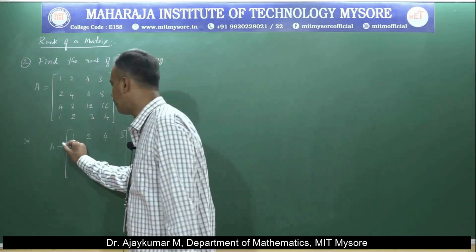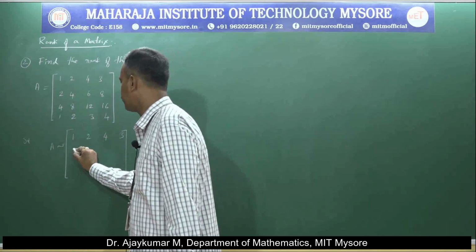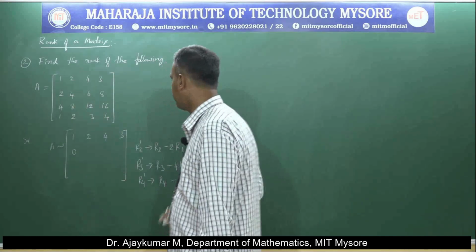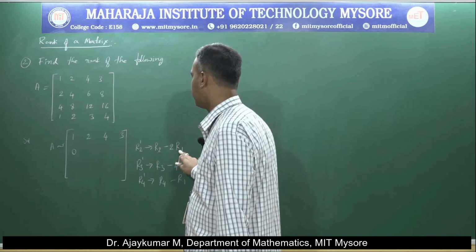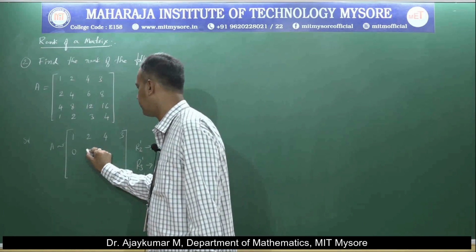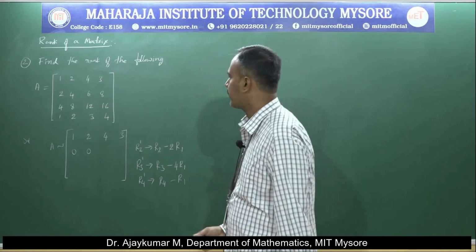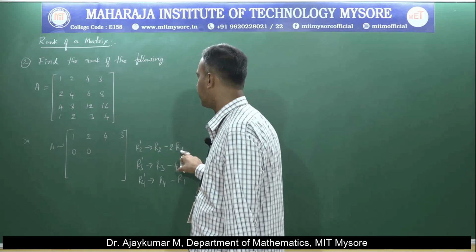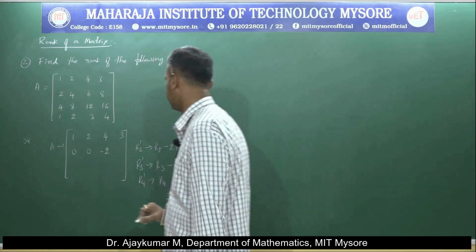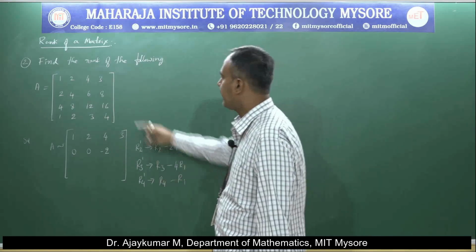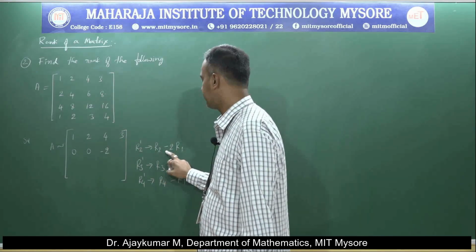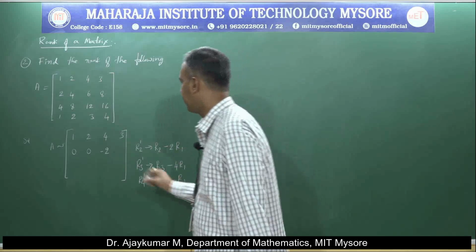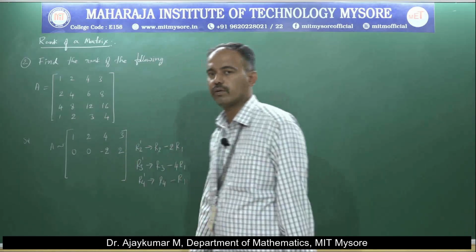Now the first element is 0. The next one: 4 minus 2 into 2, which is 0. Now the next one is 6: 2 into minus 2 into 4, so we get minus 2. Next, 8 is available: 8 minus 2 into R1. R1 has 3 available, so 2 into 3 is 6, and 8 minus 6 gives 2.